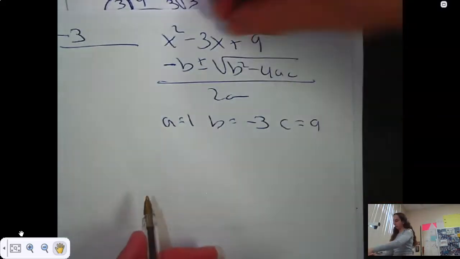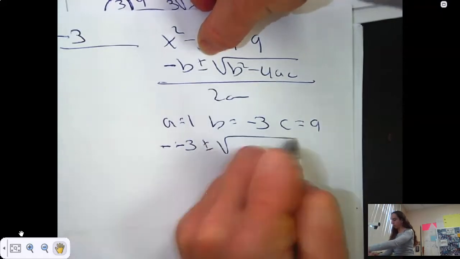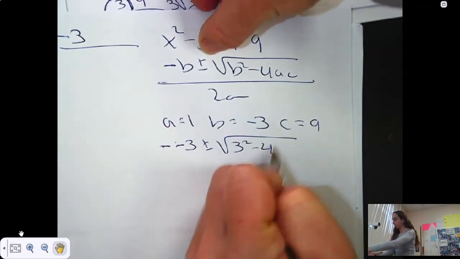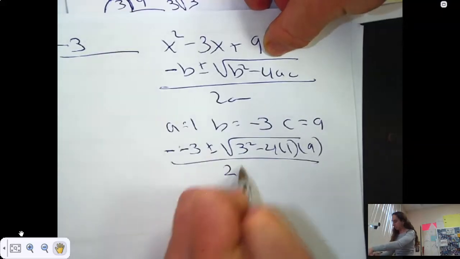Sorry about that. So then I'm going to go negative of -3 plus or minus the square root of 3 squared minus 4 times A times C all over 2 times A.